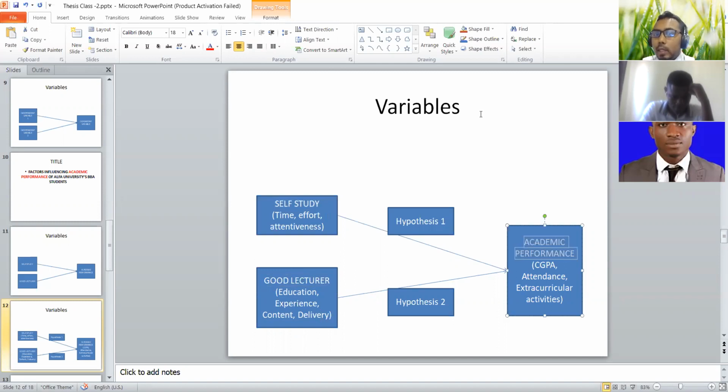Where can you find this measurement? You have to go to the literature, to the previous researchers, to see how they measure. You can find their appendix. There they have the questionnaire. They have the questions, what questions they ask other people to measure the self-study, to measure the good lecturer. These statements you just bring to your study.